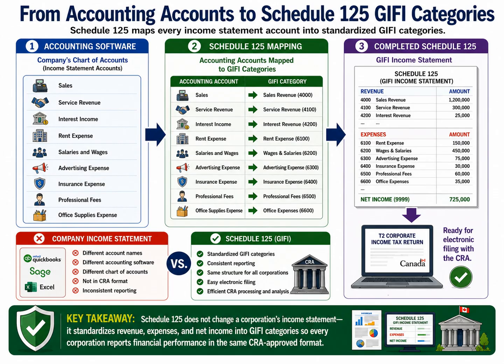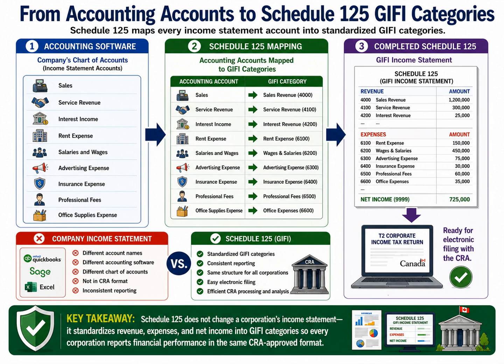Once every income statement account has been mapped, the information is assembled into Schedule 125. The completed schedule presents the corporation's revenues, expenses, and net income in the standardized GIFI format and becomes part of the T2 corporate income tax return submitted electronically to the CRA. Without this standardized mapping process, corporations using different accounting software and different charts of accounts would all report their financial performance in different ways. This would make electronic processing and comparison much more difficult.